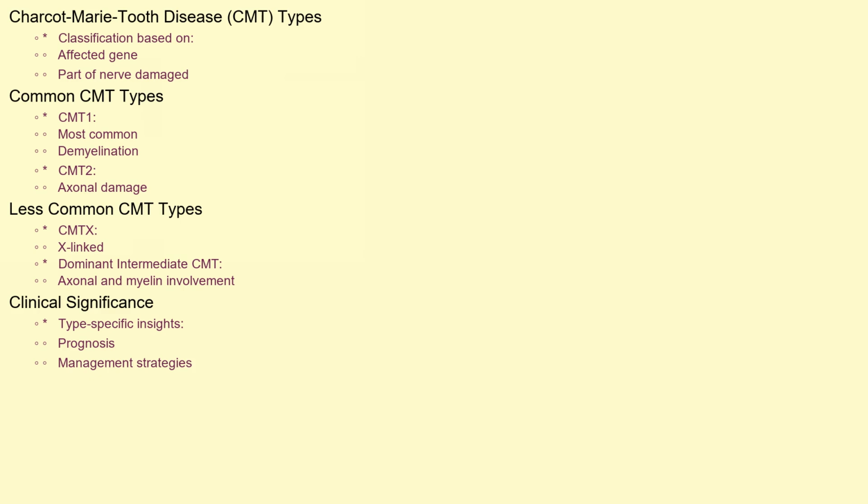CMT is classified into several types based primarily on the affected gene and the part of the nerve that is damaged. CMT1 is the most common type and is associated with demyelination. CMT2 involves damage to the axon. Other less common types include CMTX, which is linked to the X chromosome, and dominant intermediate CMT, with both axonal and myelin involvement. Knowing the specific type of CMT can sometimes offer insights into the prognosis and potential management strategies.